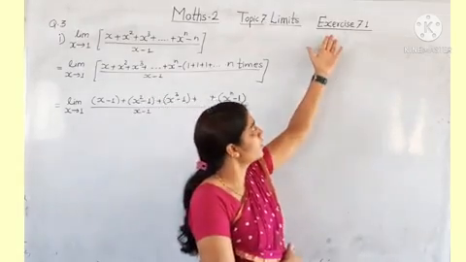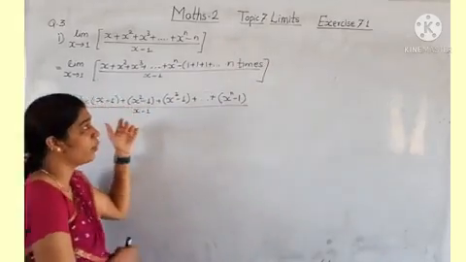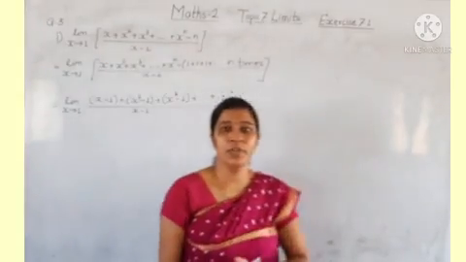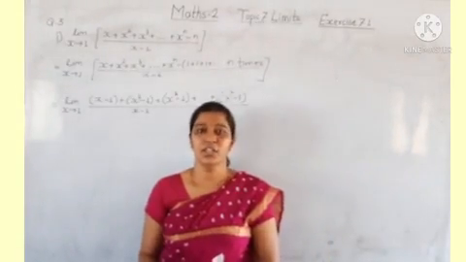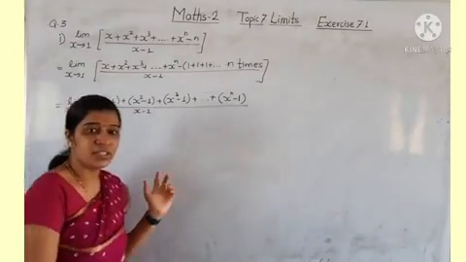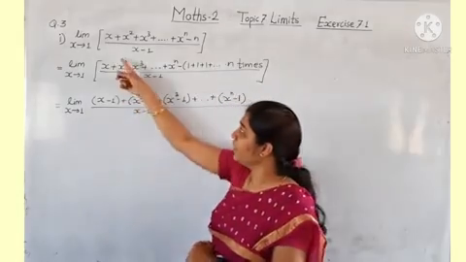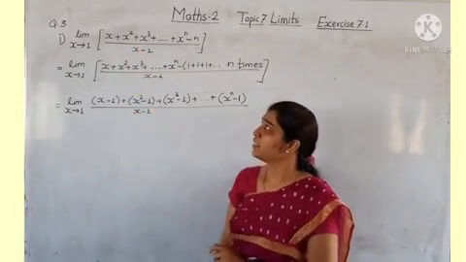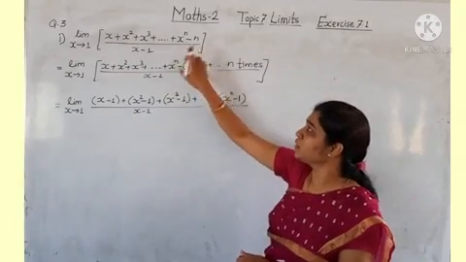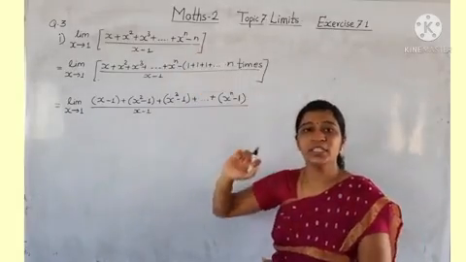Today we will see some remaining examples in exercise 7.1, that is question number 3. Today we will complete question number 3. So let's start with the first question. In question number 3, evaluate the following: limit x tends to a, x plus x square plus x cube plus dot dot plus x raised to n minus 1 upon x minus 1. We have to solve this limit.